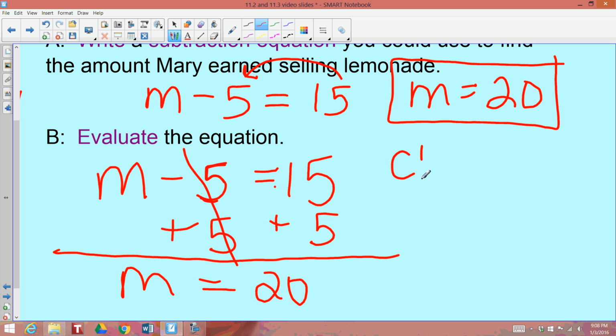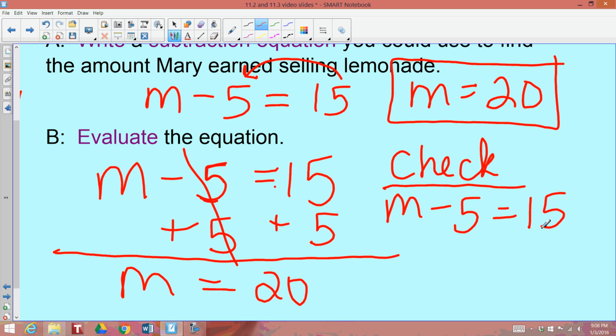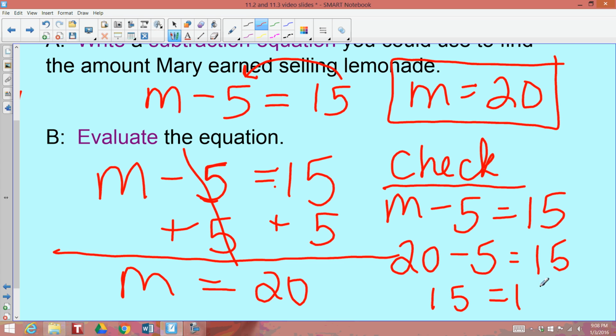And I can check my work, rewriting the expression, and plugging in for the variable. 20 minus 5 equals 15. 20 minus 5 is 15. Is 15 equal to 15? Yes, it is.